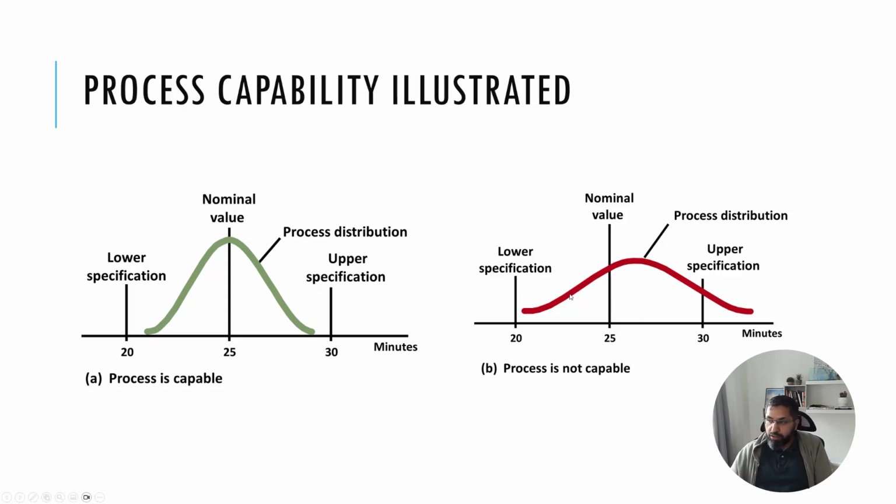To make the red curve process capable, we can move the center value of the process to close to the nominal value of 25. And even if you move it there, we'll still have the curve hanging outside the 30 minutes mark. You'll also have to tighten the curve, which means reducing the common cause variation.